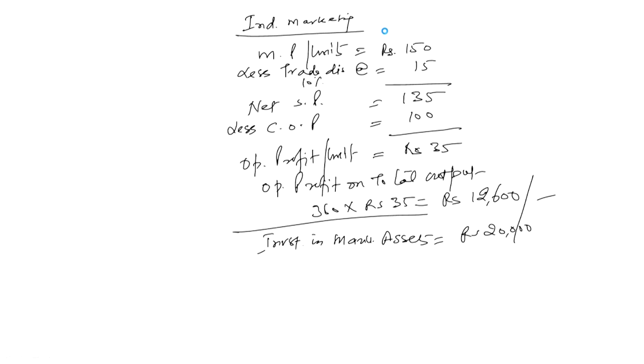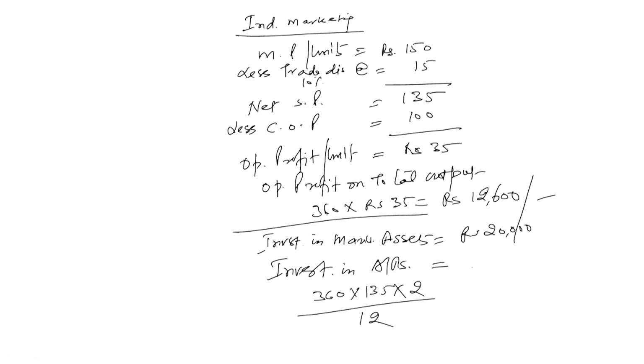And then what is going to be the additional investment here? The additional investment we are making is on account of the investment in accounts receivables or sundry debtors. That is going to be 360 into 135 into how many months? 2 months, 2 by 12. If you think this is going to be the investment here, this works out as 8,100. So if you take the total investment, in this case it is 28,100, right?